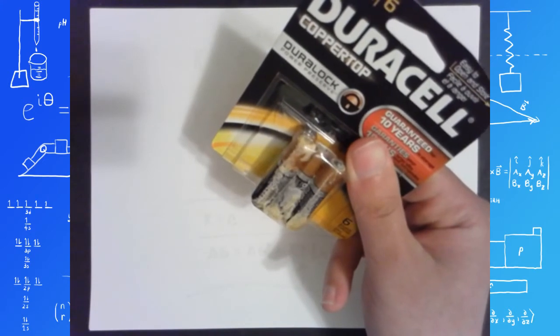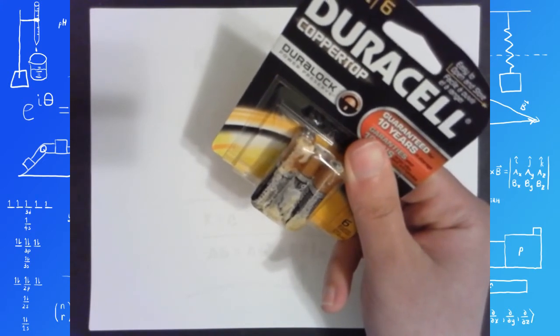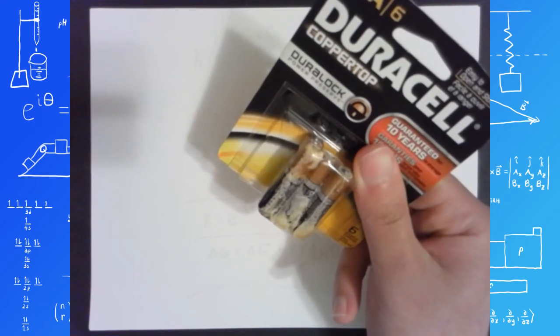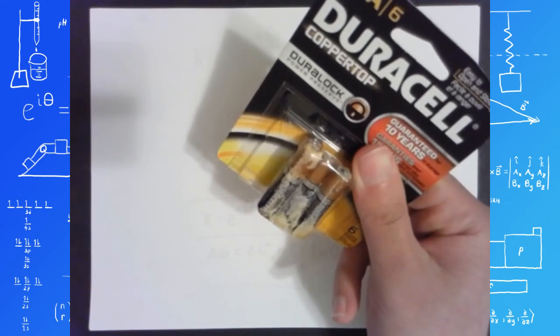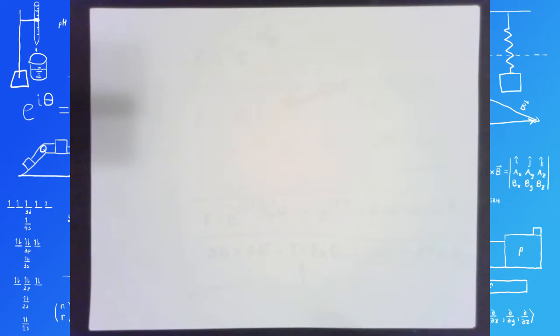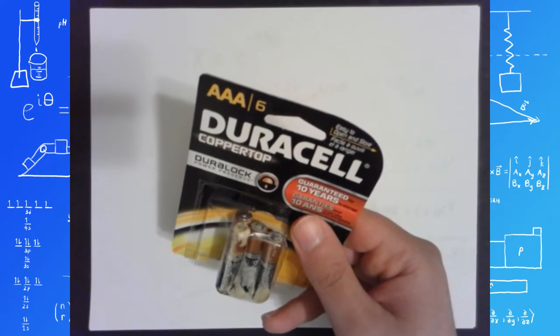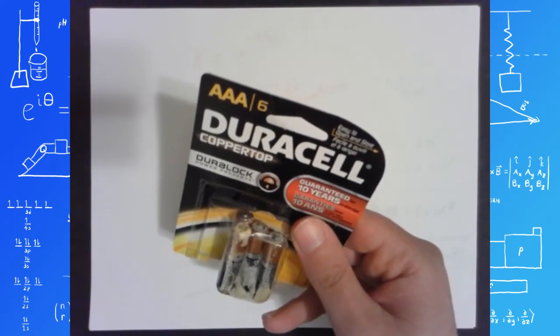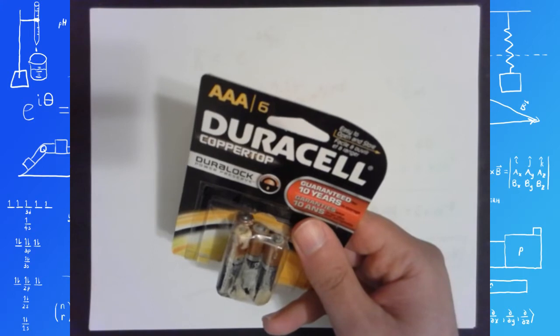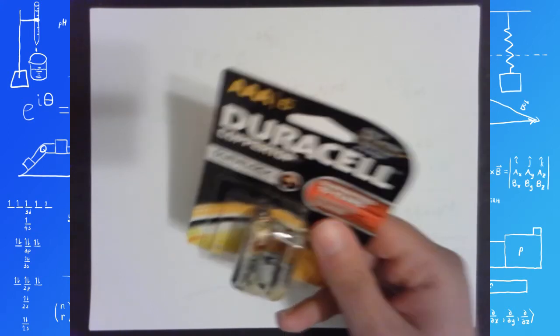So yeah, I held on to these for a few months just for the sake of showing them off in this video. And after I'm done recording, these are going to the trash. It says that they're guaranteed for 10 years. I just noticed this. And I know I've had these batteries for less than 10 years, so I don't know. Maybe I can sue Duracell, but it's probably not worth it.